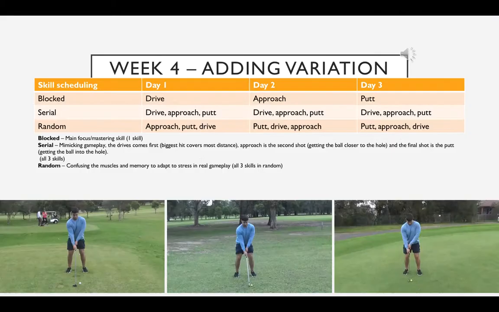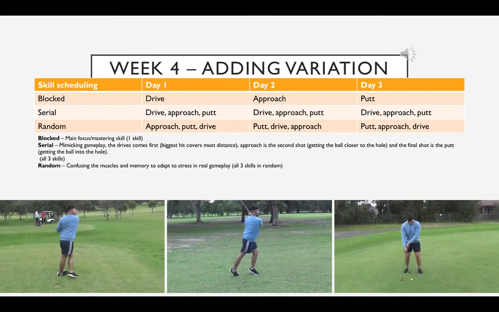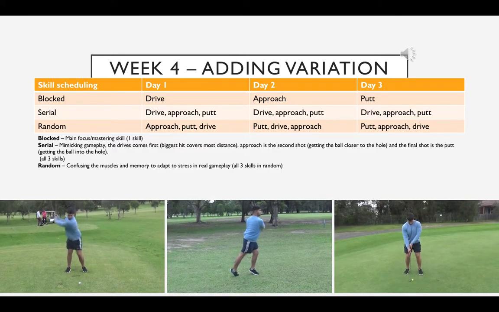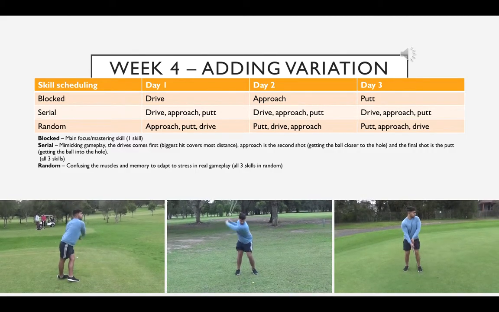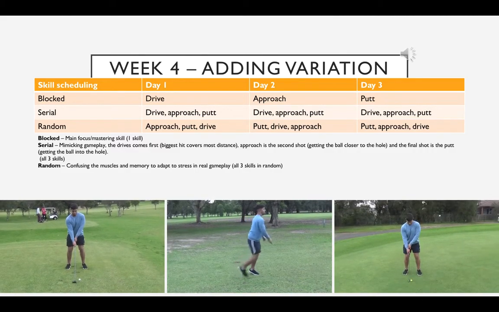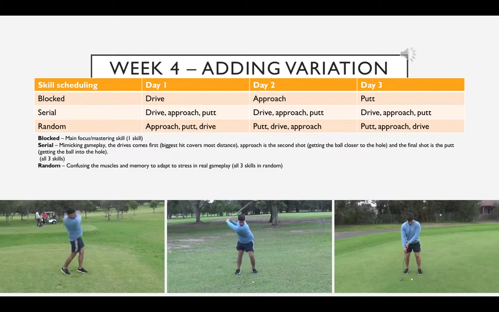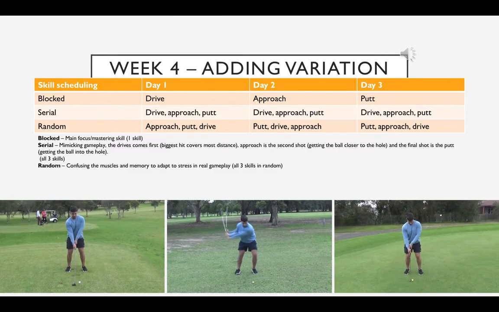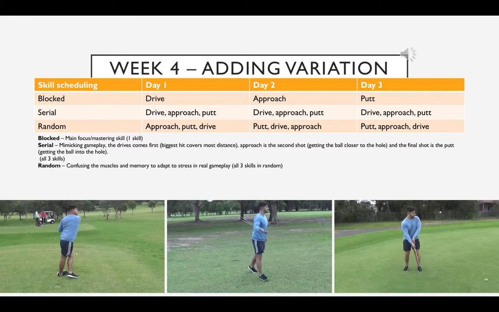There are 3 skills in golf, which are the drive shot, approach shot, and the putt shot. In skill scheduling, they are arranged from blocked, serial, and random. Blocked focuses on one main movement, with more focus on mastering the skill. Serial mimics the gameplay, and random focuses on all 3 movements in random order to challenge the learner.